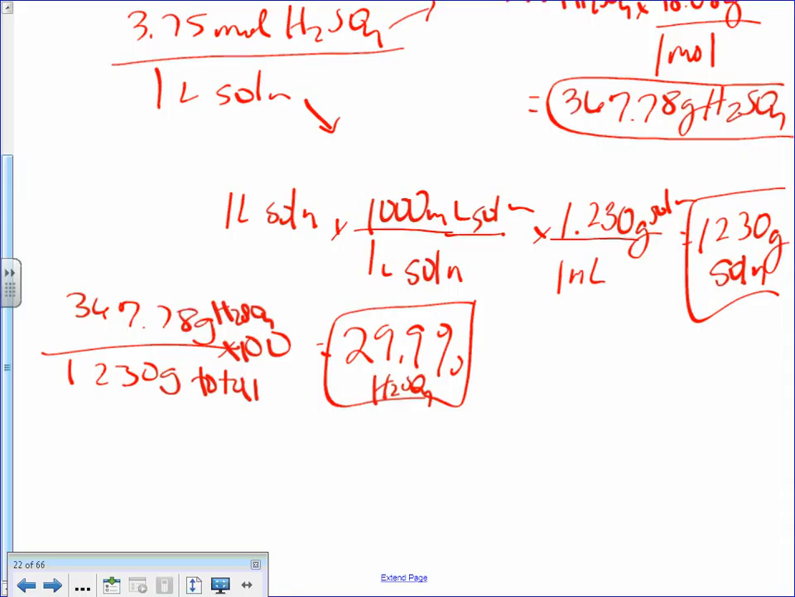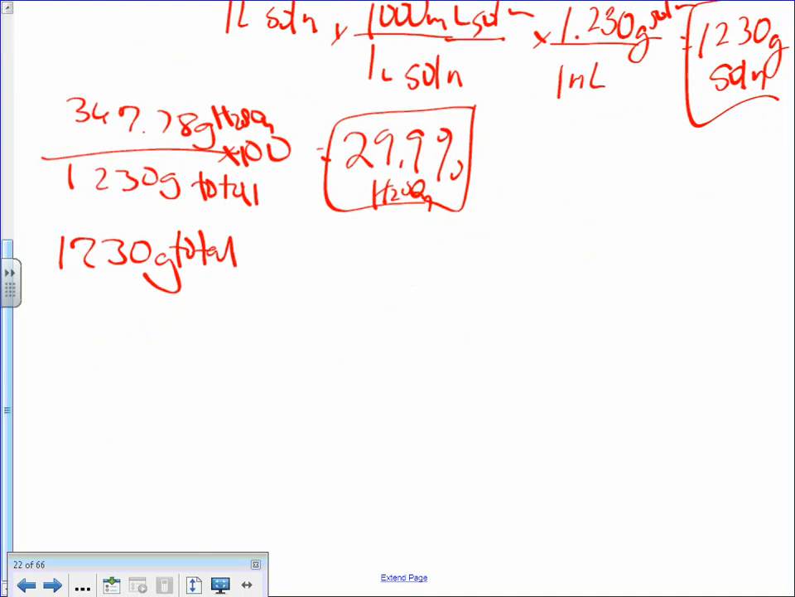So here's what we do. You know the mass of the solute. Therefore, you know the mass of the solvent. This is easy. Once you get one under your belt, you will think of these from now on. So 1230 is the solution total, and you subtract the 367.78 grams of solute. You will get these grams of water, and this is an aqueous solution. If it doesn't say it's a non-polar solvent, it's an aqueous solution.